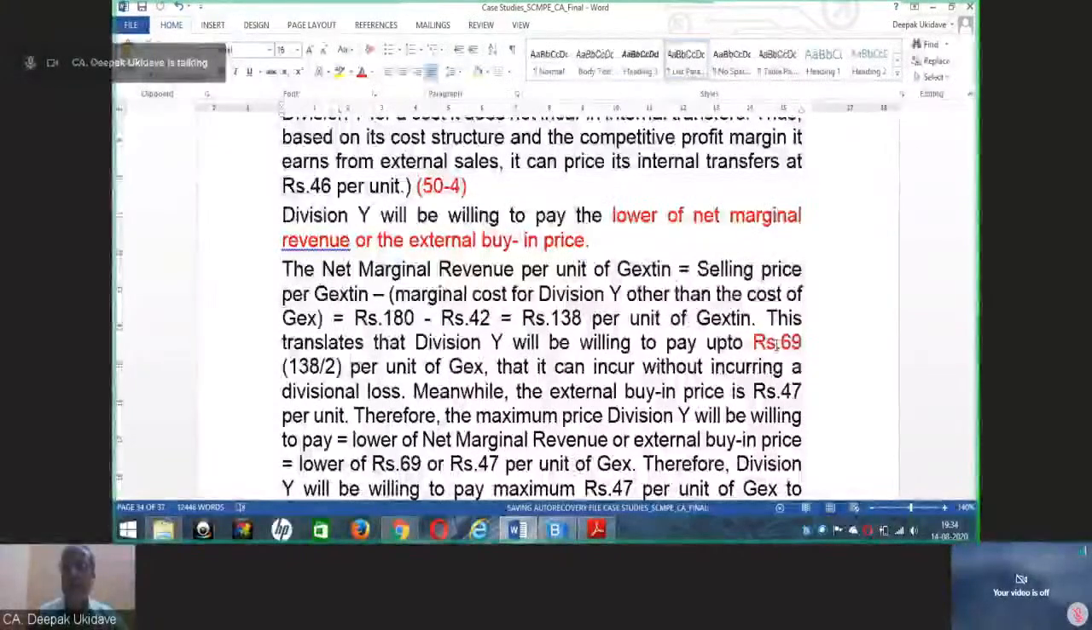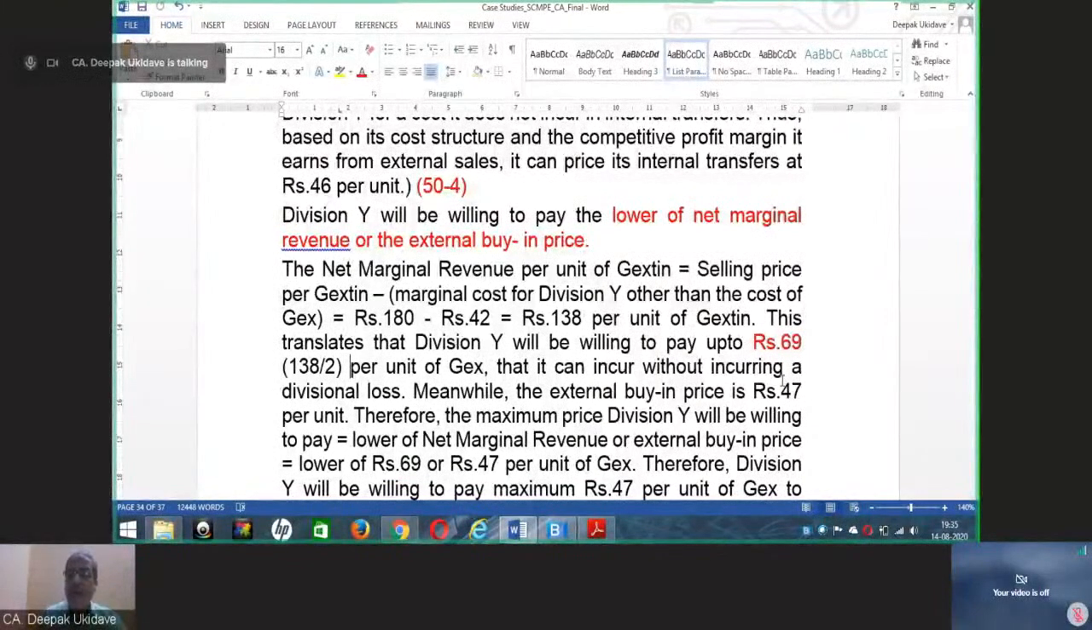So when you say 138 rupees is the net marginal revenue, you can't compare 138 with 47. It is not a like-to-like comparison. So you have to compare net marginal revenue with external buying price. External buying price is 47 rupees. You can't compare 47 with 138 because 138 is the cost of 2 units. So divide it by 2 and you get 69 rupees. Now it is a like-to-like comparison. So between 69 and 47, which is lower? 47 is lower, and therefore the external buying price of 47.